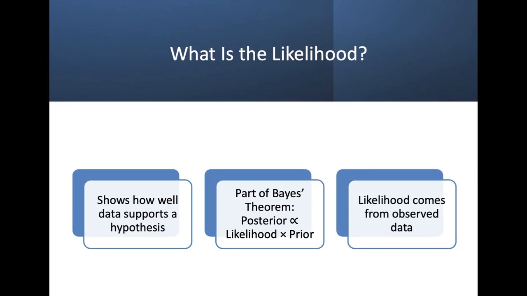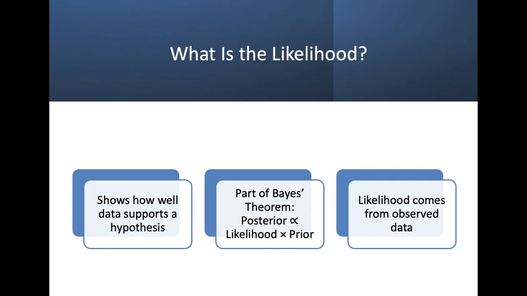Now let's explore the likelihood, a key piece of Bayes' theorem. The likelihood answers this question: how likely is the data I observed, assuming a particular belief is true? In Bayes' theorem, it plays the role of connecting the prior, what we believe, with the data, what we see. It's not the same as the probability of the hypothesis. It's really the probability of the data given the hypothesis.